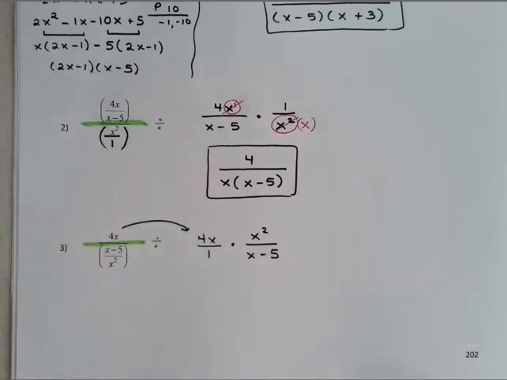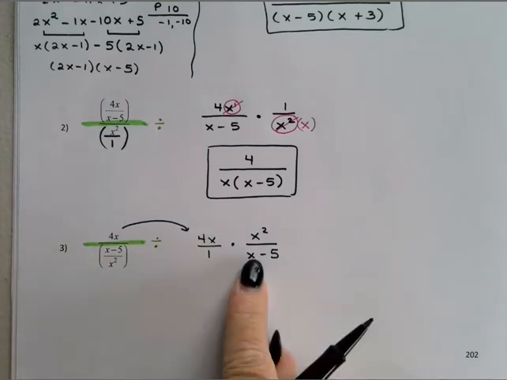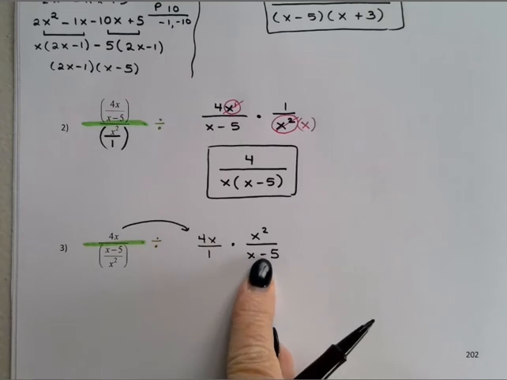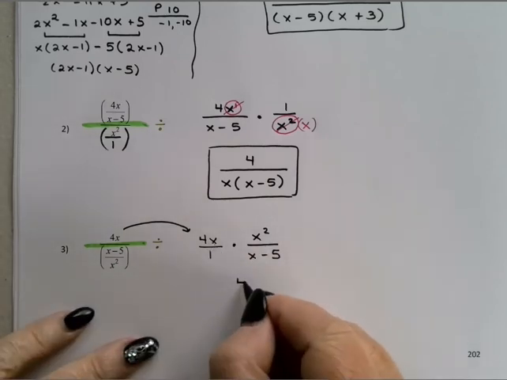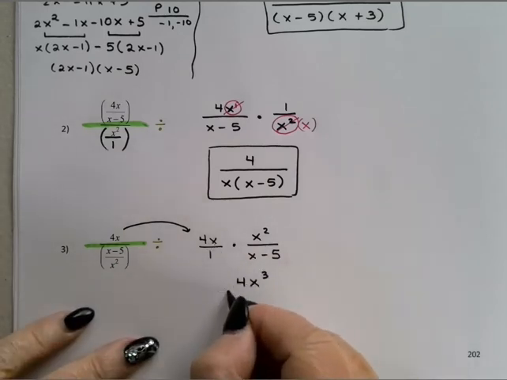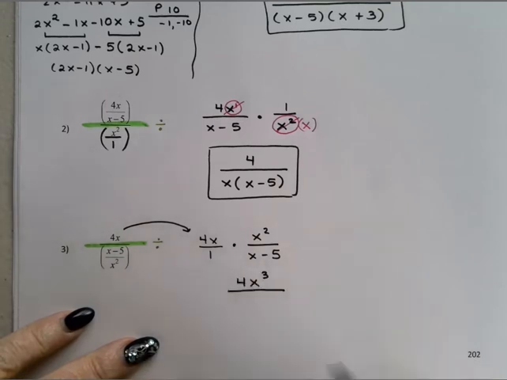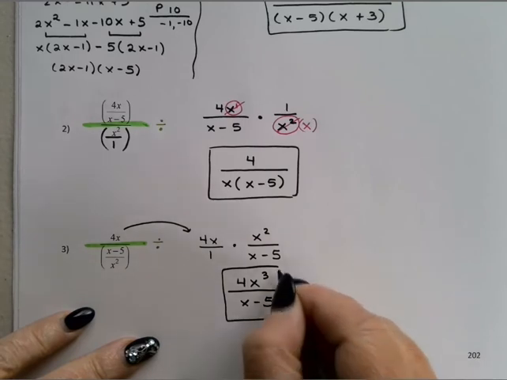Once again, kind of a nice one, nothing to factor here. And as a matter of fact, I don't even think there's anything that I can divide out. Remember, this is not multiplication here, it's subtraction, so I can't try to divide those x's. I think all I can do is multiply. 4x times x squared would be 4x cubed, and the bottom 1 times x minus 5 is still x minus 5.